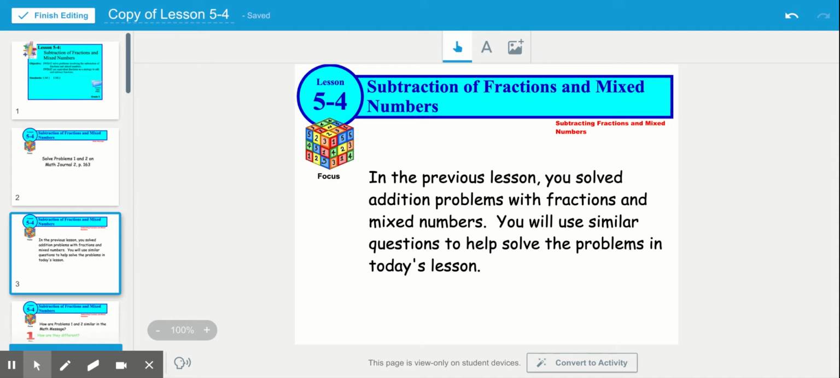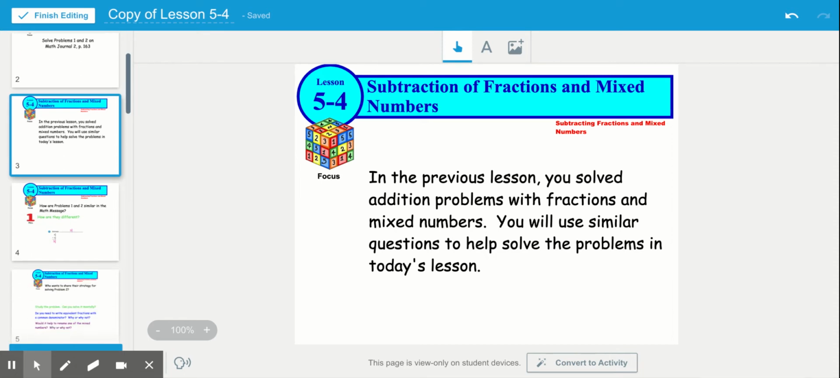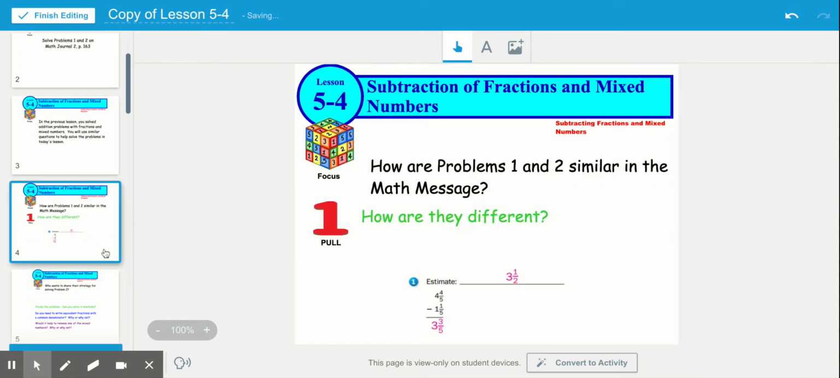And before we look at those, I want to remind you that in the previous lesson, lesson 5.3, we solved addition problems with fractions and mixed numbers. We're going to use similar questions and strategies to help us solve problems in today's lesson. So first of all, let's take a look at problem number 1.